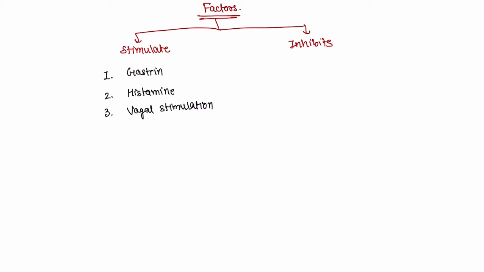And there are three factors which inhibit the hydrochloric acid secretion. First is secretin, second is gastric inhibitory polypeptide, and third is peptide YY. So these are the factors which either stimulate or inhibit the HCl secretion.